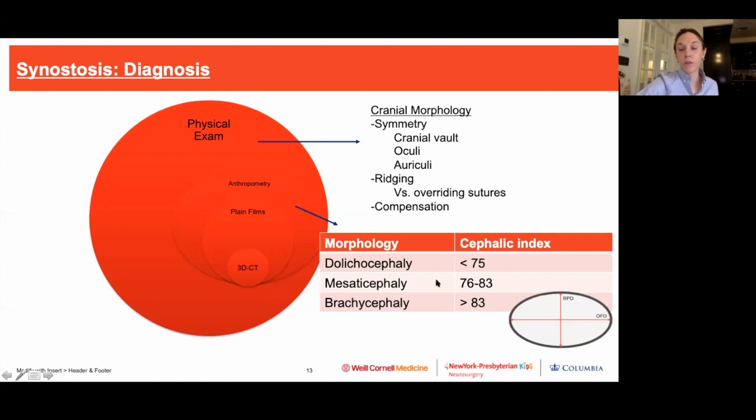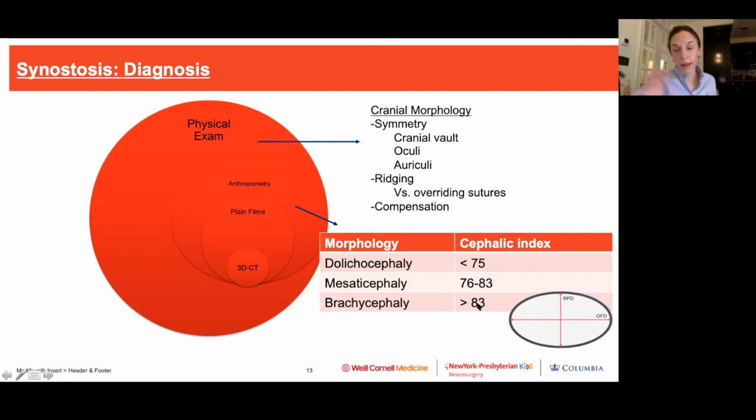Anthropometry. One other thing we can do is use cephalic index. So we use what's called a caliper. It's a little metal device that measures the biparietal diameter and the fronto-occipital diameter. You divide those two and multiply by 100 and you get a number called the cephalic index. If it's in the 75 to 85 range-ish, it's normal for mesocephaly. If it is less than 75, you're in a dolichocephalic or a scaphocephalic range, meaning you're worried about sagittal synostosis.